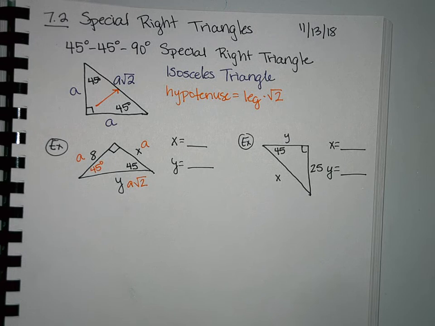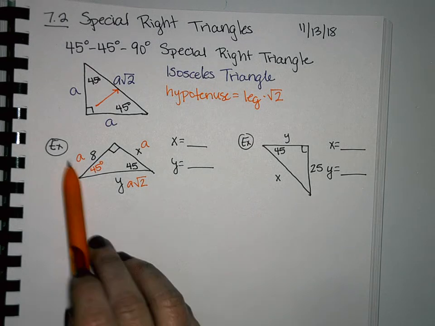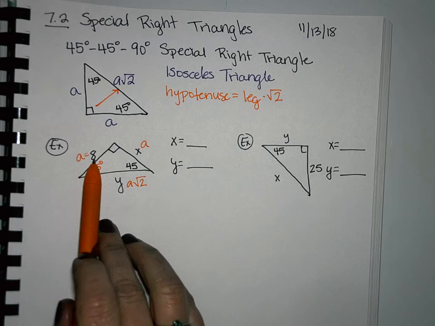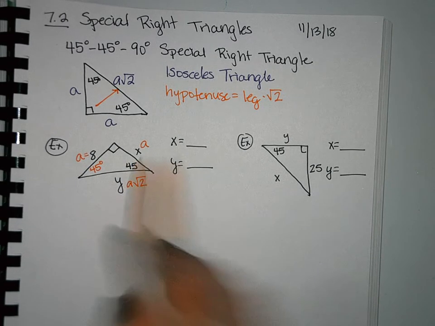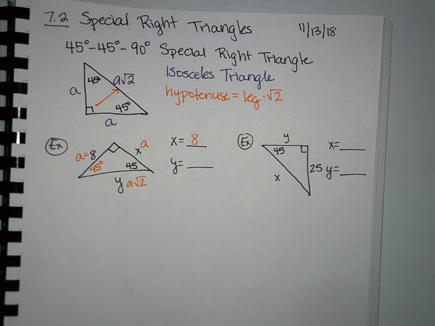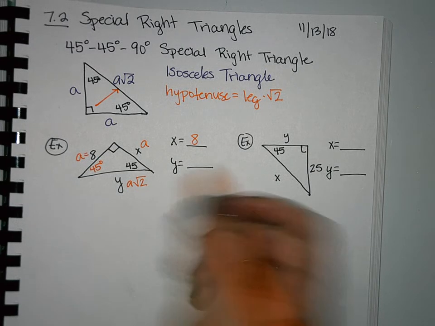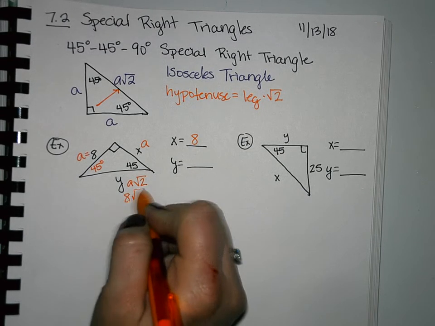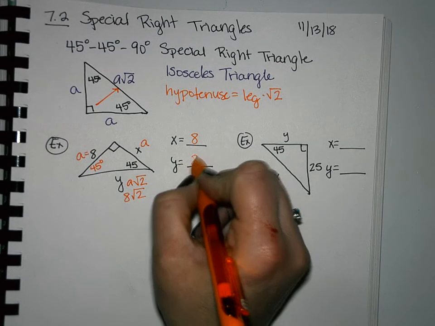So in looking at how we labeled our A's, can we tell what X is? Yeah, because what's A going to equal? A is equal to 8, so what does X have to equal? 8. It also has to be 8, because they both have to be A. What is Y going to equal? Since A is 8, we can plug 8 in for A and get 8 root 2.